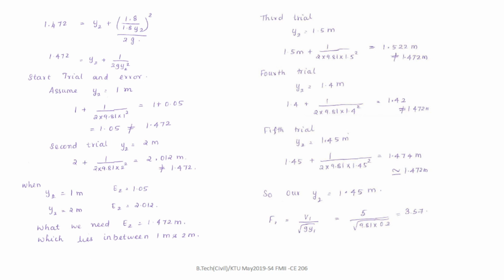If you want, you can stop at this. Otherwise, if you say, no madam, I want the perfect answer, then you can do another trial. Y2 is equal to, I am taking 1.45 meter. So finally I got the answer as 1.474 meter, which is nearly equal to 1.472. So we are taking Y2 is equal to 1.45. Substitute the value for finding the Froude number. So finally your result: specific energy, alternate depth, and F1 and F2.